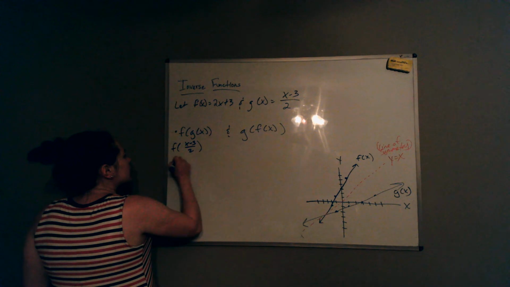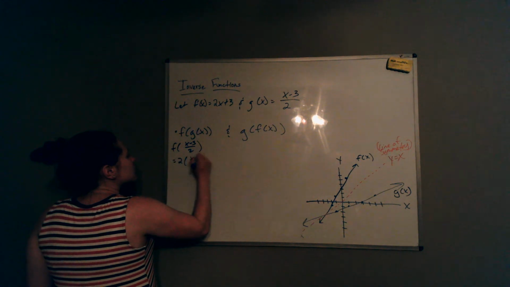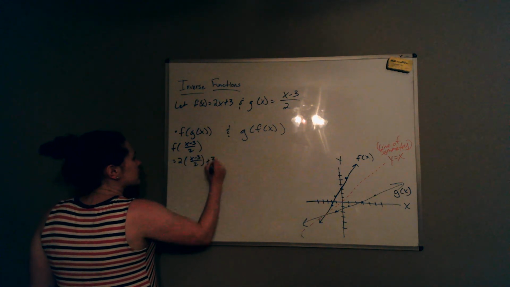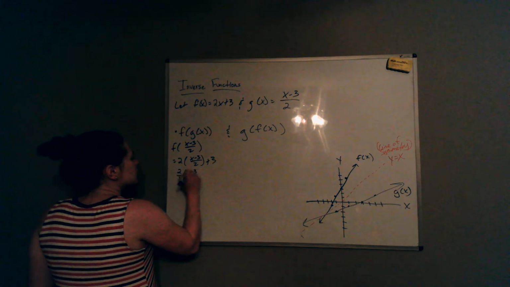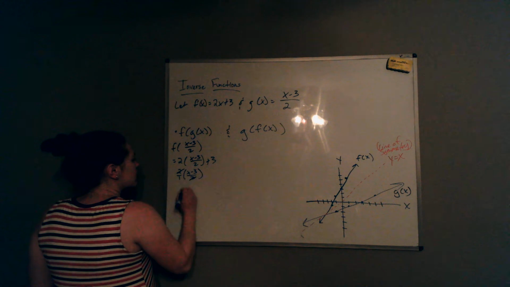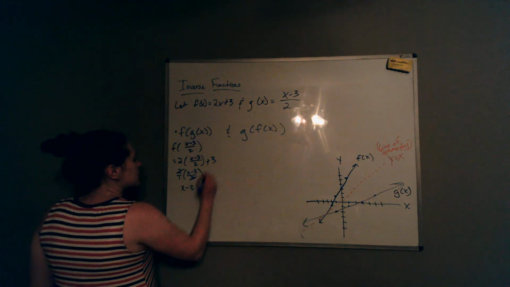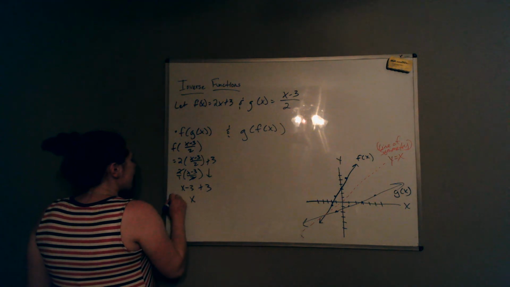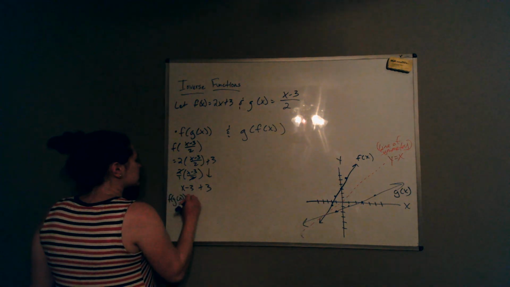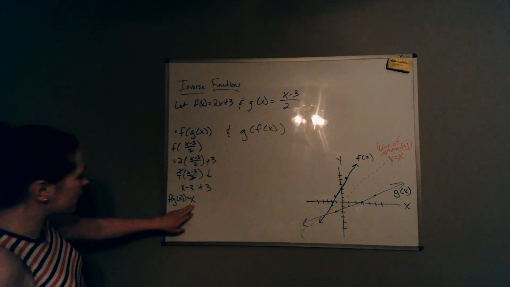So that's going to be 2 times (x minus 3) over 2, plus 3. The 2 is the same as 2 over 1 times (x minus 3) over 2, right? Those cancel. This would leave us with x minus 3. Bring that down, right? Plus 3. That leaves me with x. So f of g of x simplifies to x.